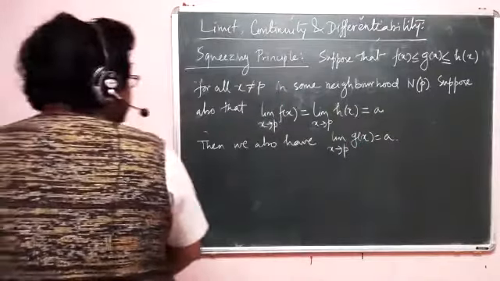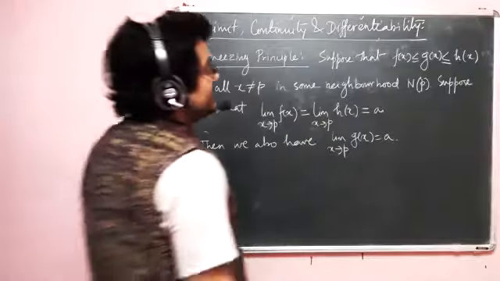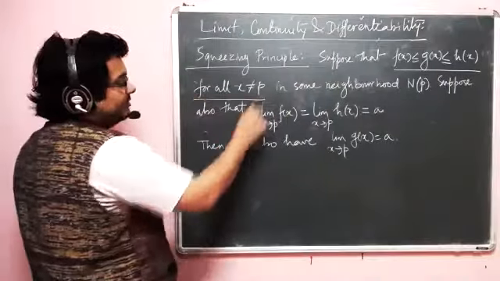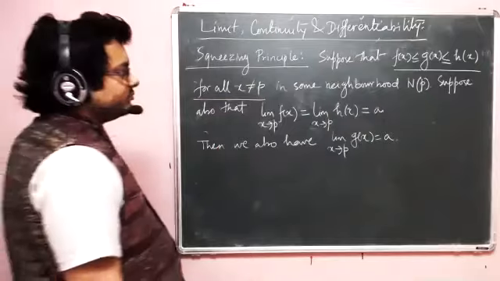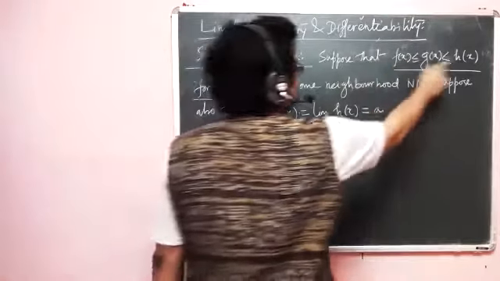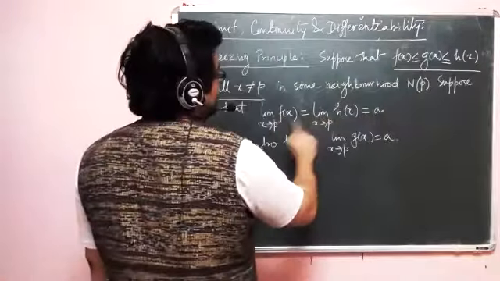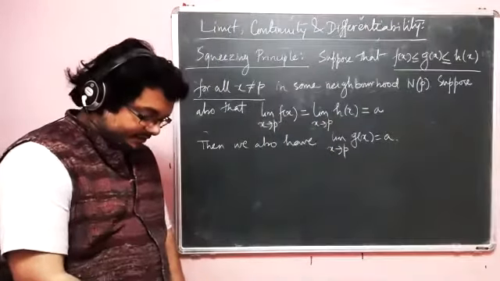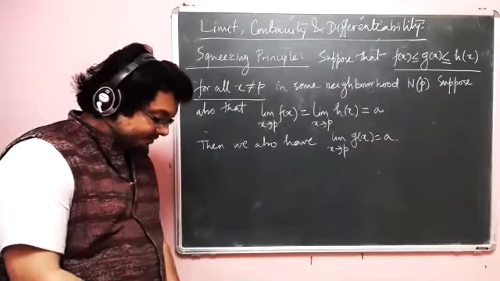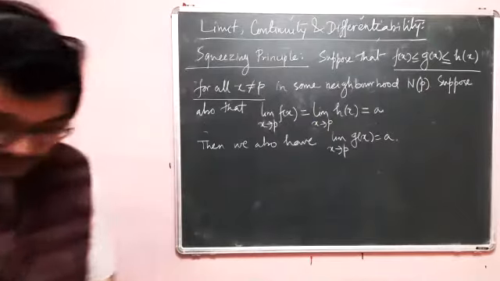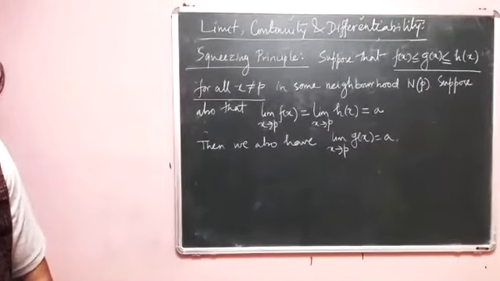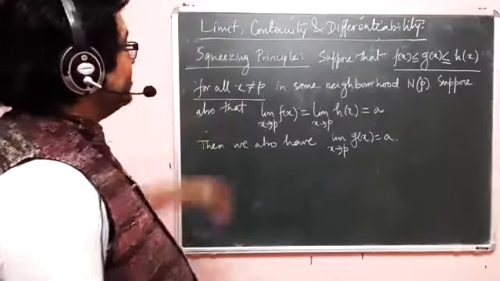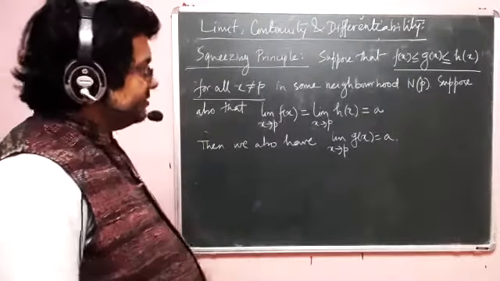So what it basically tells us is that if I know this relation to be true for all x not equal to p, and if the limits of these two are the same, then the middle one will also have the same limit. So as simple as that. All right, so now we will move on to the idea which comes just after limit, which is continuity.